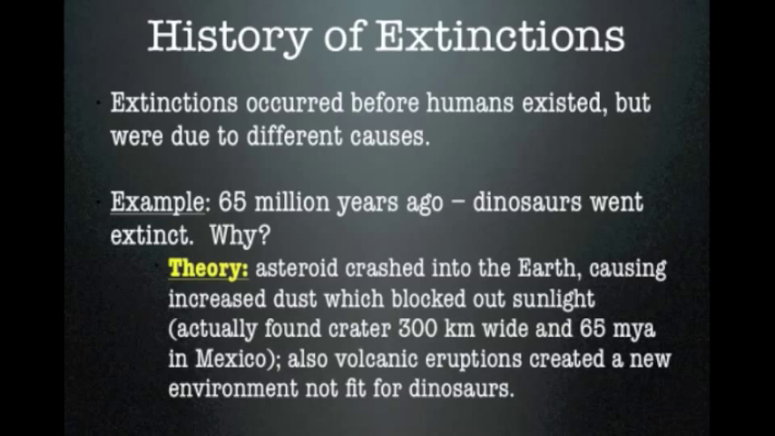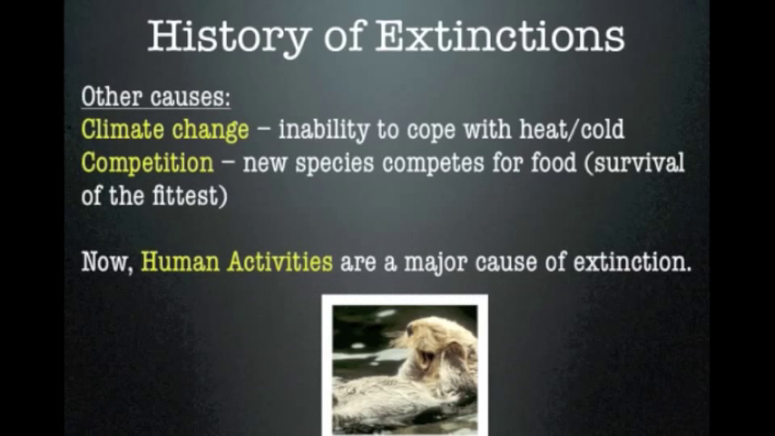Extinctions occurred way before humans existed, but they were due to different causes. For example, 65 million years ago, the dinosaurs went extinct because of some massive catastrophe. The theory is that an asteroid crashed into the Earth, which caused a lot of dust that blocked out the sunlight, and there were also volcanic eruptions, and that created new environments that were not fit for the dinosaurs, causing them to all go extinct.